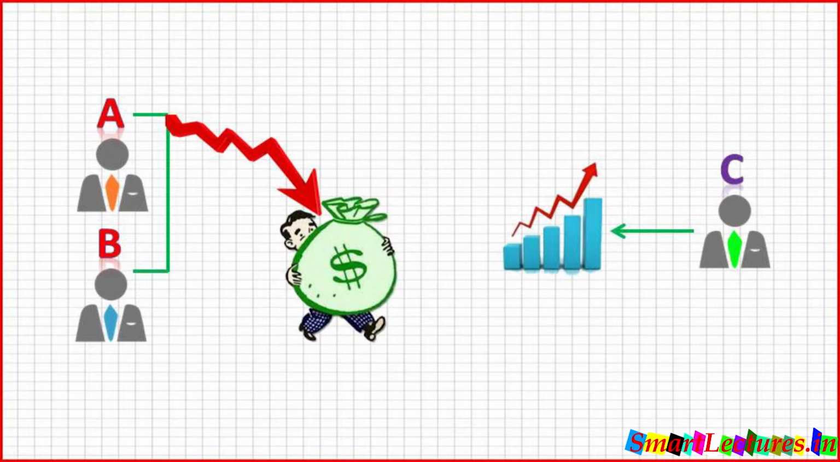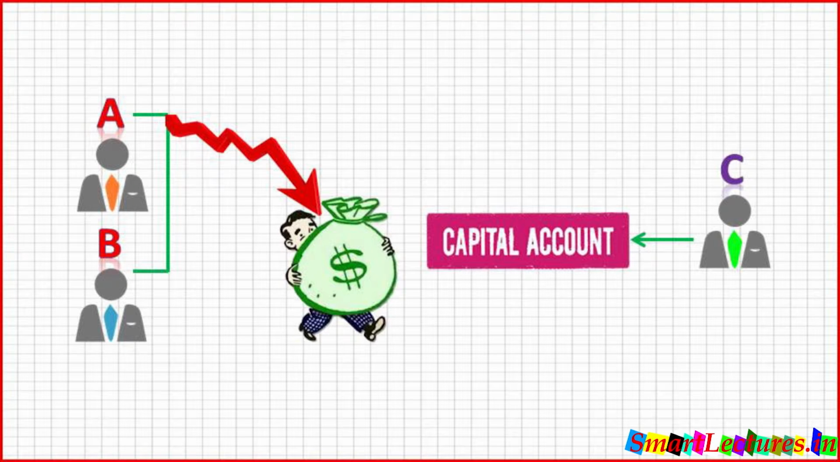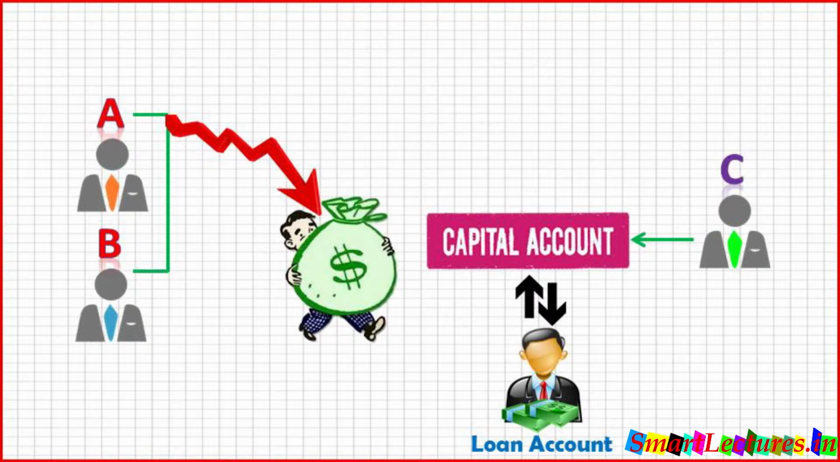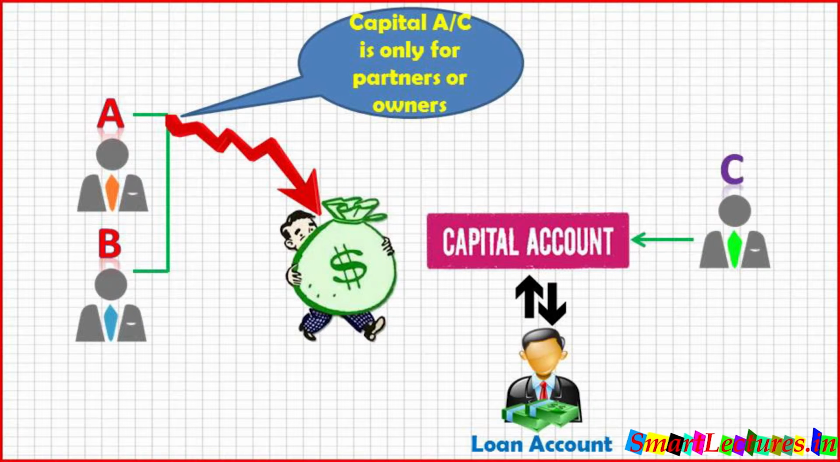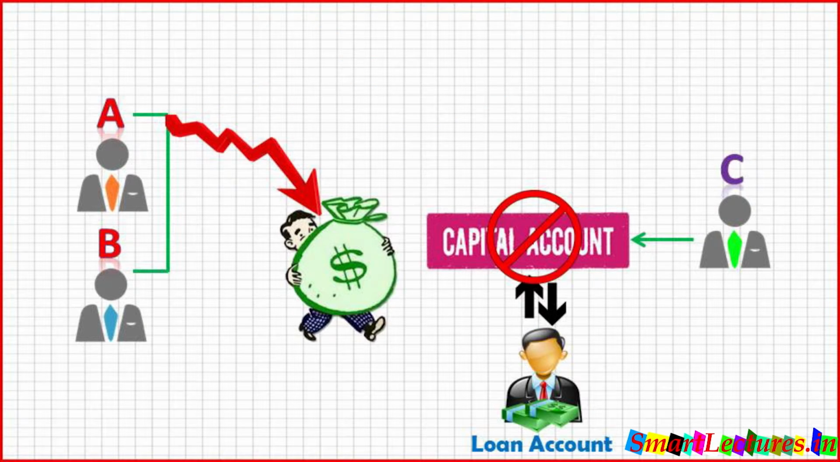And after that, C's capital account will be transferred to C's loan account. Whatever balance he is carrying in capital will be transferred to C's loan account, because in future C is no more a partner, and the capital account is only for the owners, or we can say partners. C will not be an owner in future, so we cannot keep his capital account. So the capital account is closed and the balance is transferred to the loan account, but we don't know the amount, so we'll leave the space for the amount.